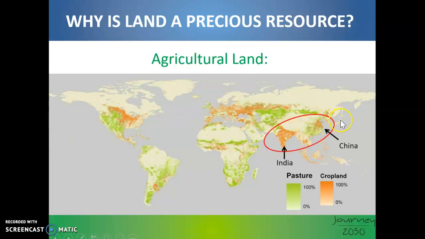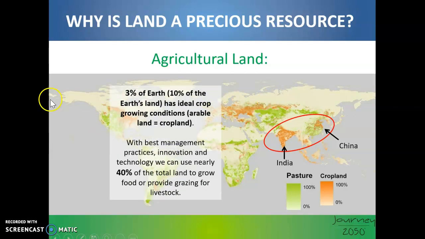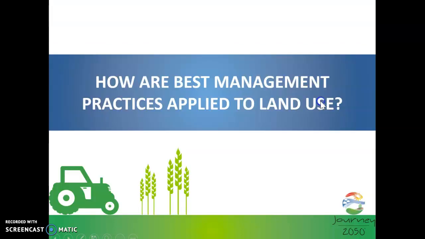You'll notice that India and China also have a lot of the agricultural land. They've got a lot of the population, but they also have a lot of agricultural land and agricultural production as well. So 3% of the earth has ideal growing conditions for cropland. With best management practices, innovation, and technology, we can use nearly 40% of the total land to grow food or to provide grazing for livestock. So we're going to have to use best management practices to expand, okay, these orange and green zones.